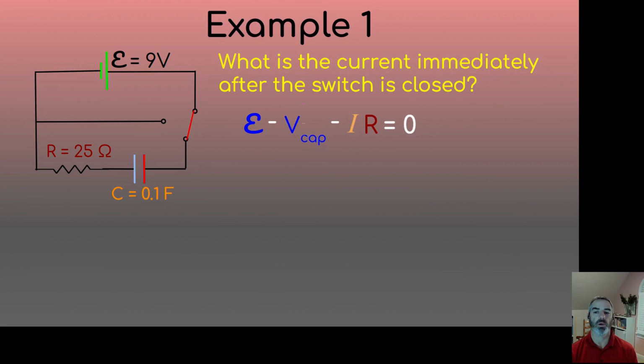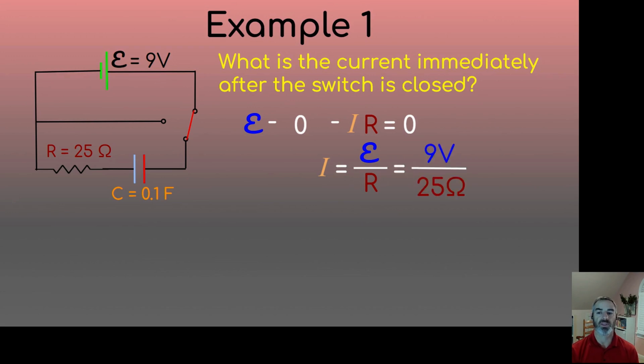Now, we also know that the potential of the capacitor is Q divided by C. And immediately after the switch is closed, the capacitor does not have any charge on it, so that's going to be 0. There's not going to be a potential being read. So we can rearrange that, and the current is just going to equal the EMF of the battery divided by the resistance, or the equivalent resistance. In this case, 9 divided by 25 ohms, which gives us 0.36 amps. And that is the initial current the moment that the switch is closed.